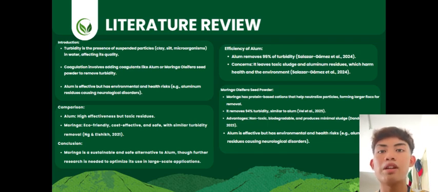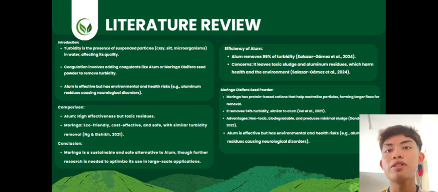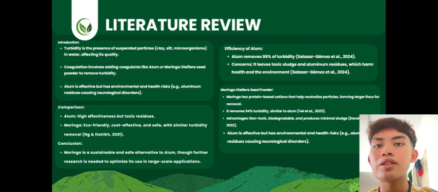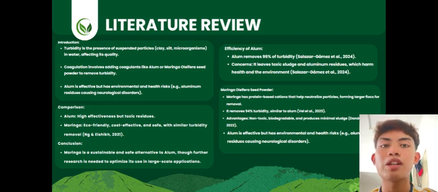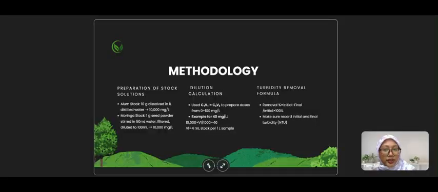A great sustainable alternative. For conclusion, alum is effective but poses risks to health and the environment. Moringa oleifera is a safe, eco-friendly, and effective option, especially for developing countries. Further research on dosage and optimization for large-scale use is needed to ensure a better result for the coagulation process. I'm Nur Farah Adlina binti Zalaini.